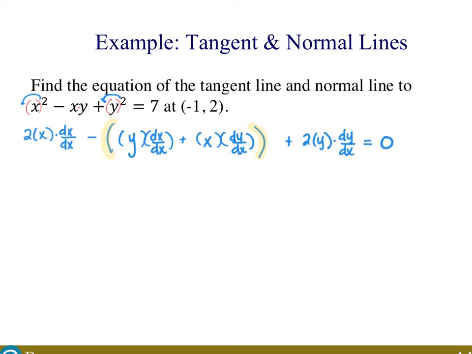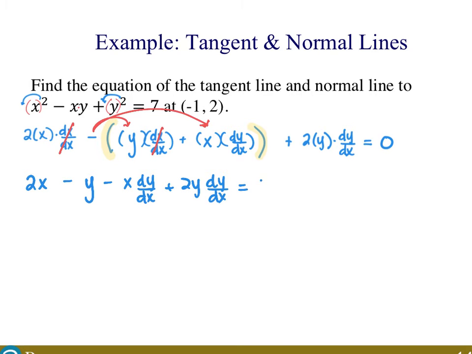Okay, a couple things we want to do here. We want to reduce dx over dx, and we'll do that twice. And we also want to distribute the negative sign. Okay, so remember I talked about how important that was and I highlighted those parentheses? That negative gets distributed. So let's see what we have left. We have 2x. We have minus just y, because the dx over dx reduced. And then minus x dy dx. And then 2y dy dx being equal to 0.